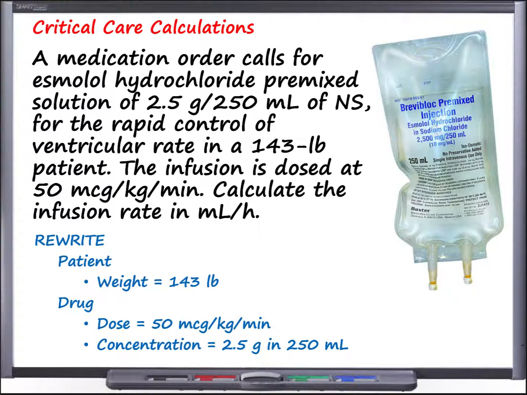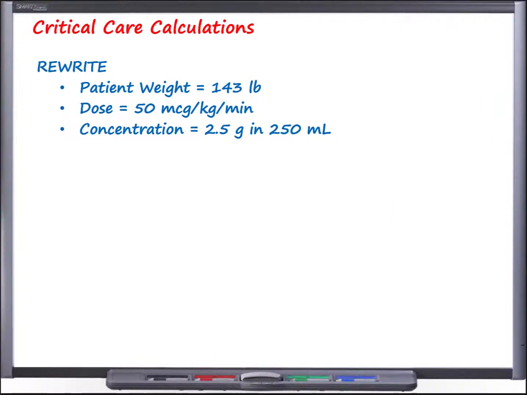So with that as a background, let's rewrite the information we need to actually solve this question. The important information we need to take forward is that the patient was told to weigh 143 pounds. That's going to be important. What we know about the drug is that it's dosed at 50 micrograms per kilogram per minute, and we're going to provide that dose using a pre-mixed bag that has a concentration of 2.5 grams in 250 milliliters. So with that information rewritten here, let's solve this question.